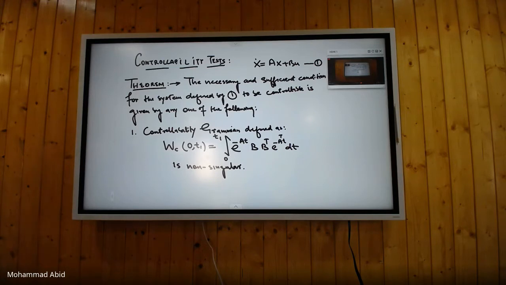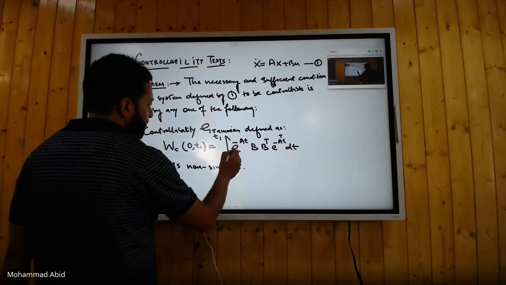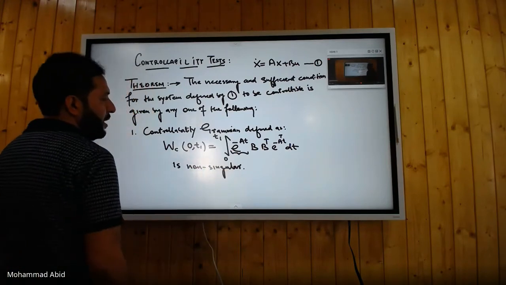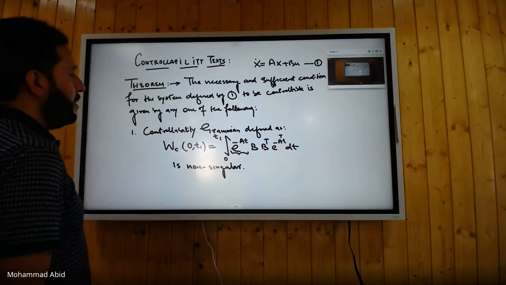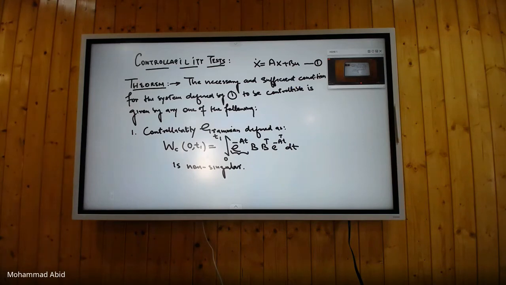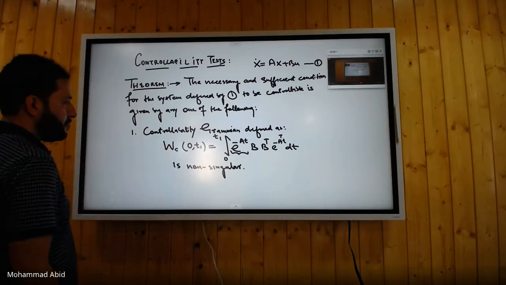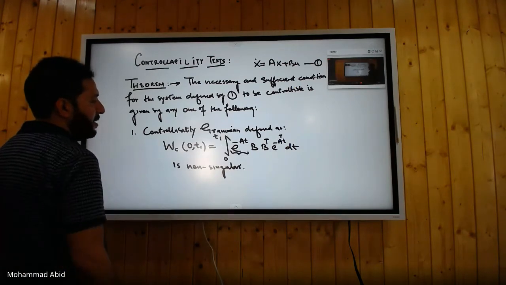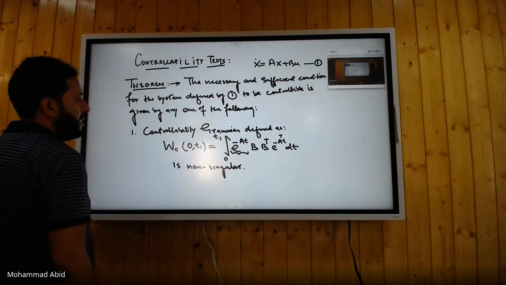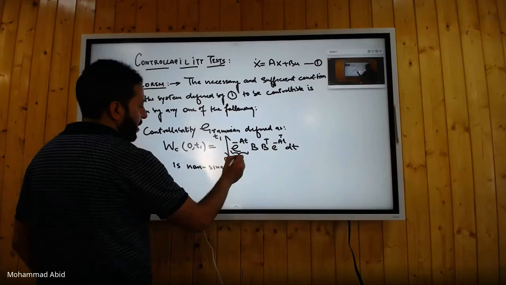It will actually be a matrix. You know what this is, don't you? e to the power minus AT, we have done that, haven't we? What is e to the power AT? That's actually your state transition matrix, isn't it? So this is actually a matrix. What will be the size of this matrix? n cross n, right?